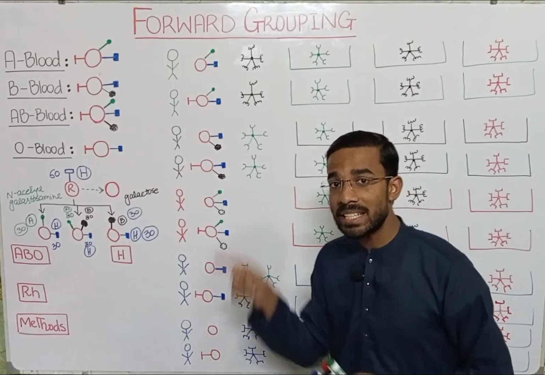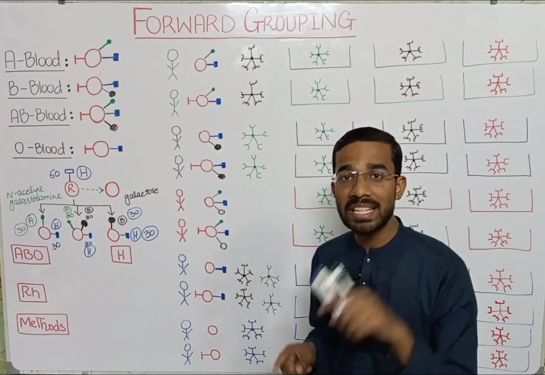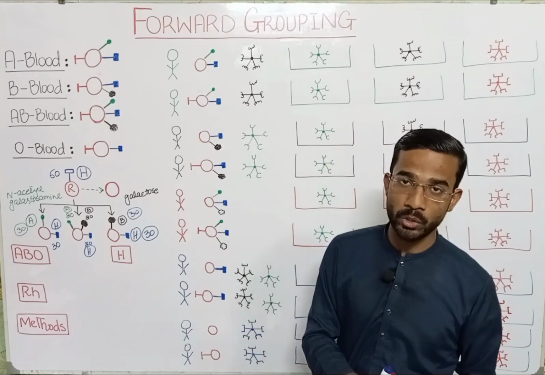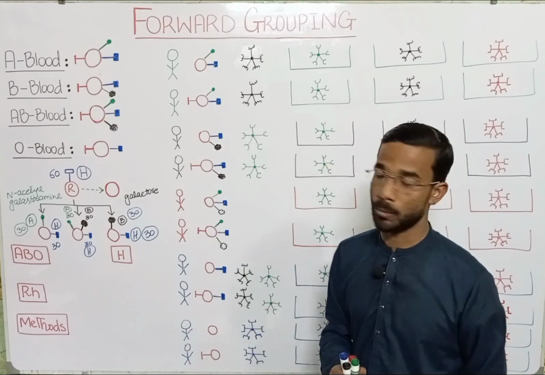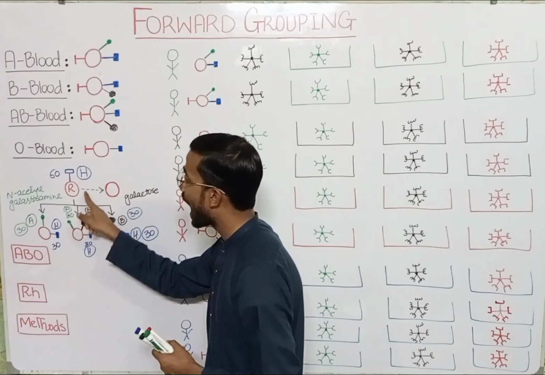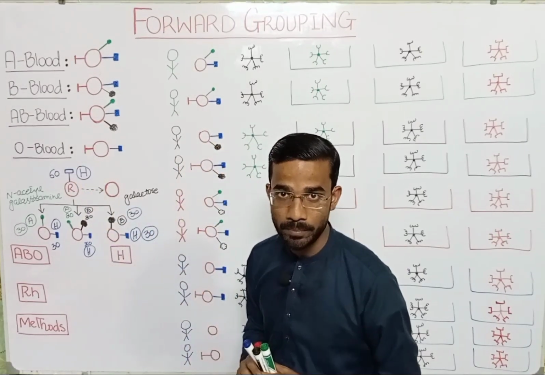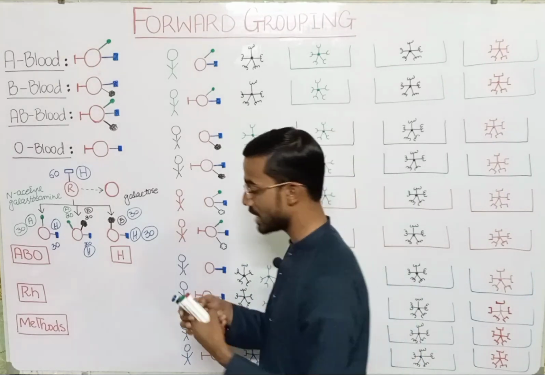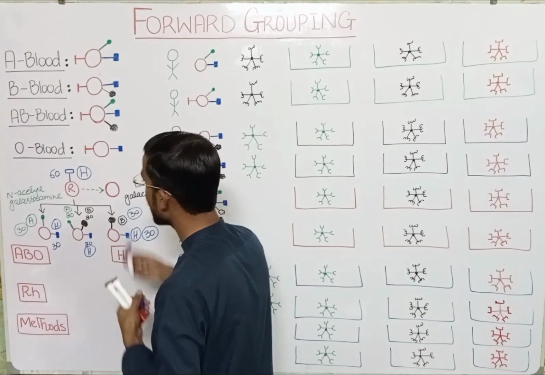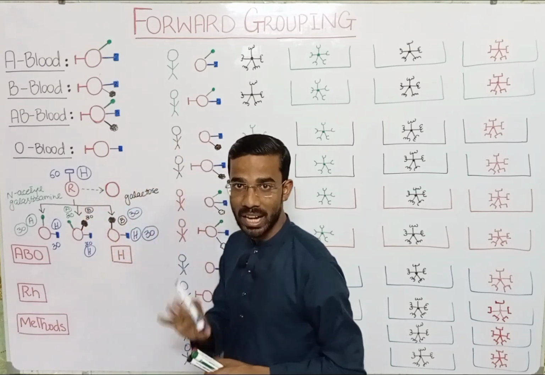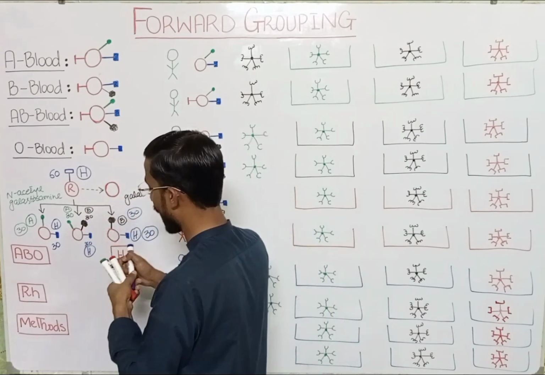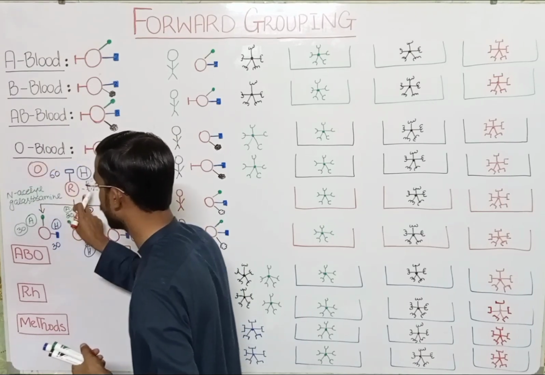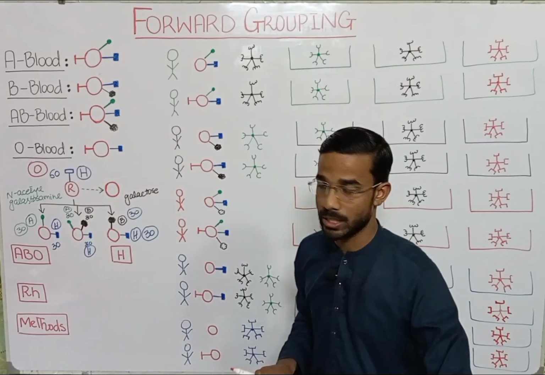On the basis of the antigens present on the RBCs, we declare it as A blood group, B blood group, AB blood group, or O blood group. In case 1, I see only H antigen and no A or B antigen, so I declare it as O blood group. So when there is only H antigen, with no A and B antigen, it is the O blood group.